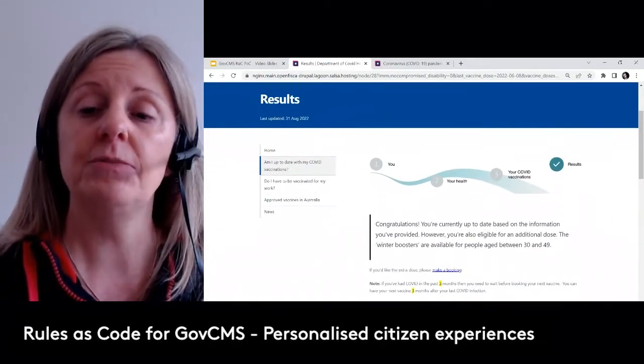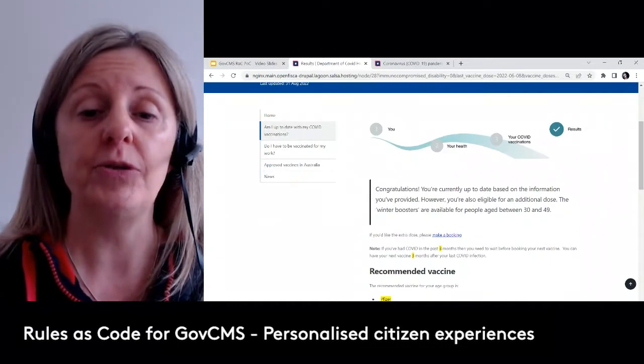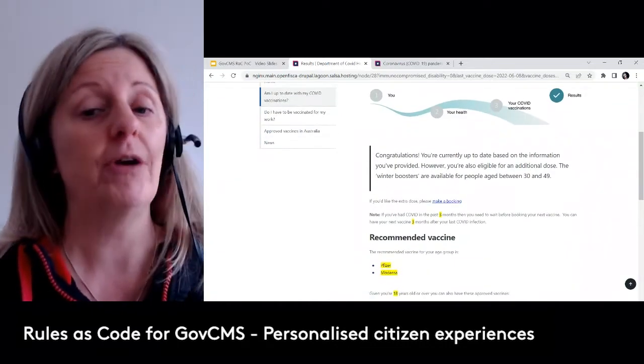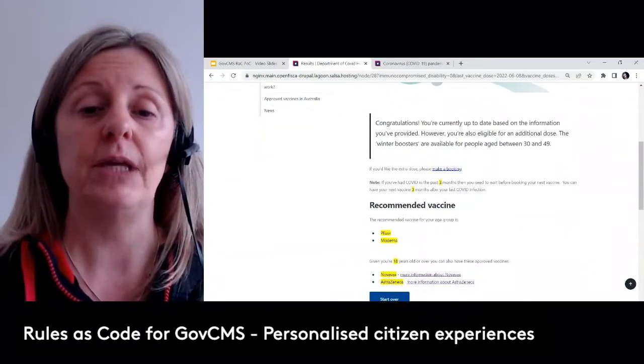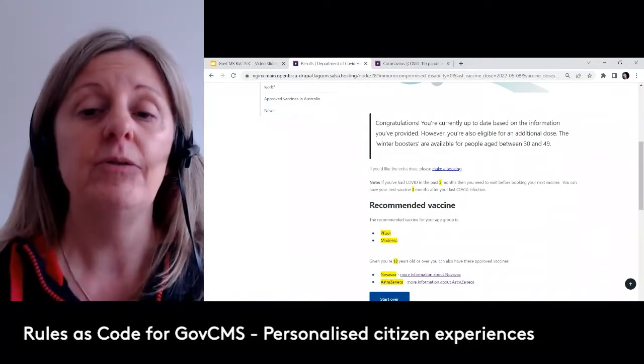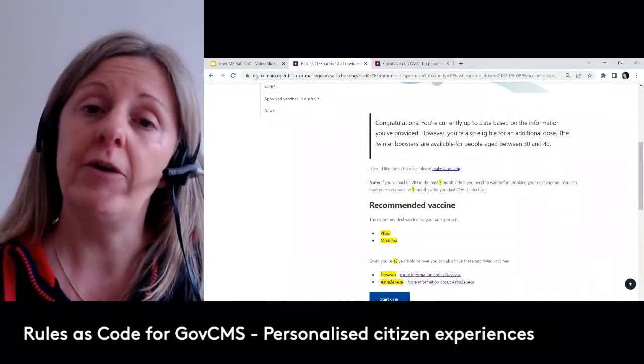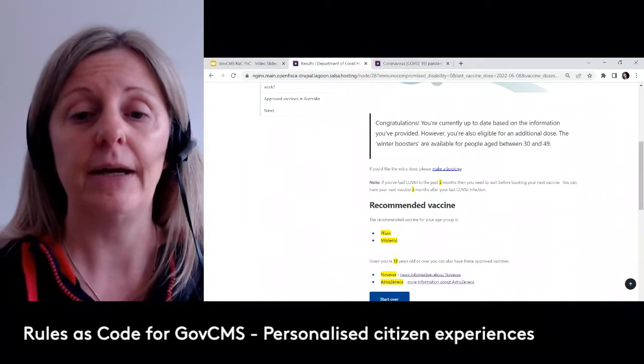It clearly shows them that they're in the results section from the user journey and they're given the message, congratulations, you're currently up to date based on the information you've provided. Now in this example, they're also told that they are eligible for another dose if they'd like.